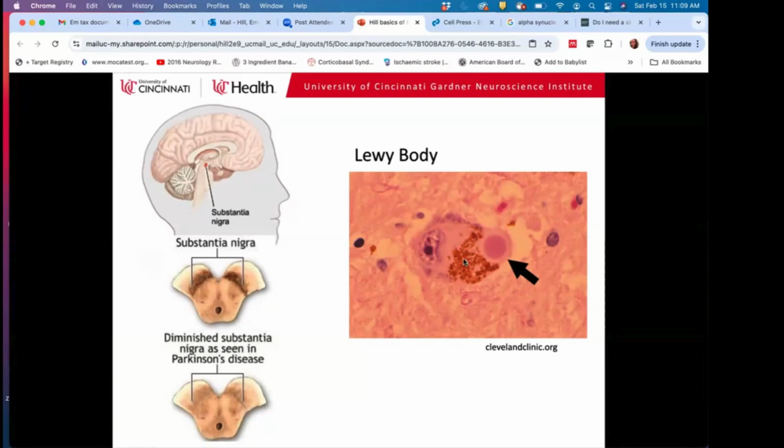That brown stuff is melanin, so that's why these cells look dark. If you didn't have that pink dot, that would be the healthy nerve cell. Okay, so that's what we know about the Parkinson's disease brain when we study the brains of people with Parkinson's.